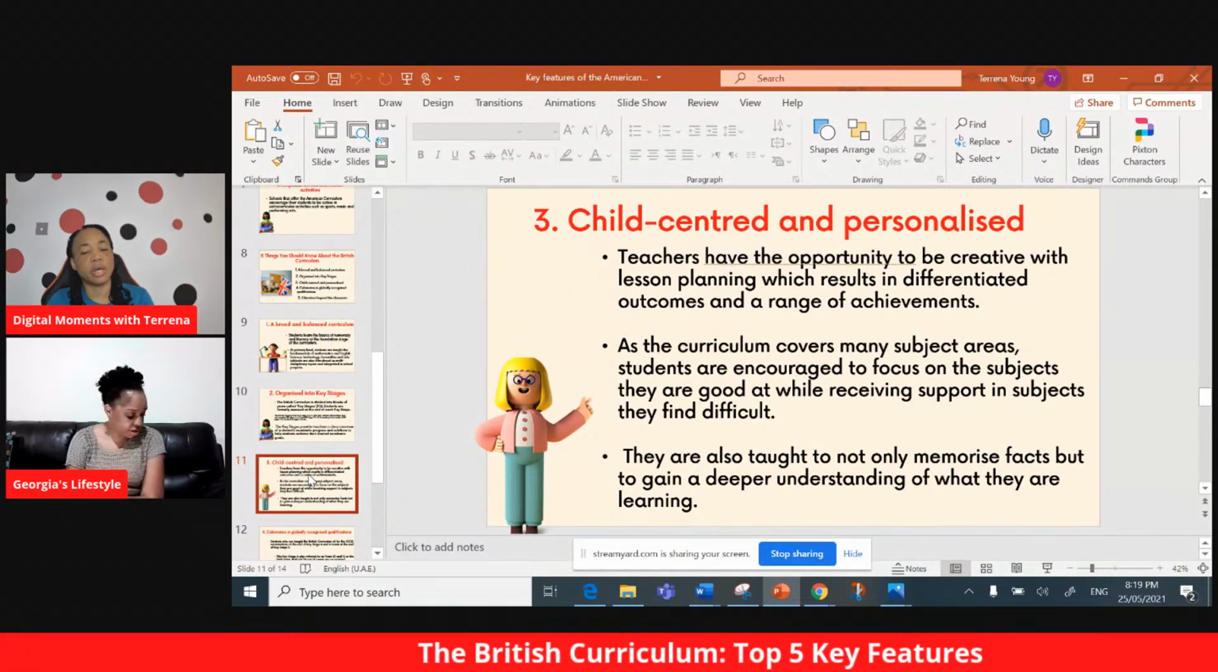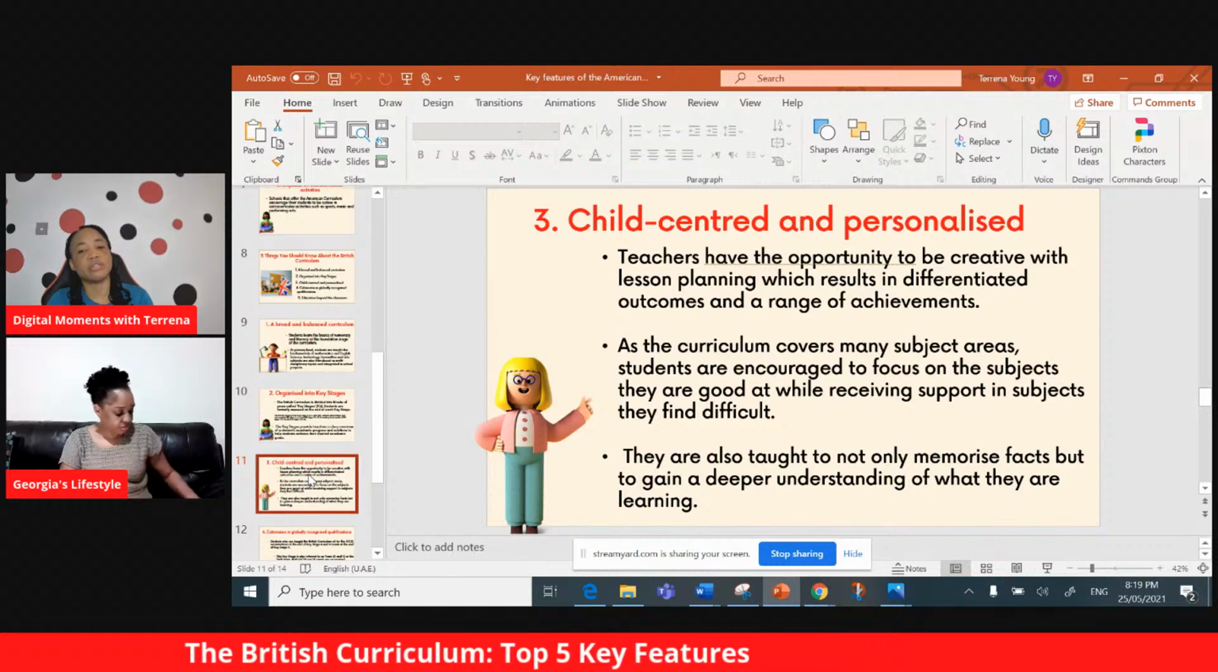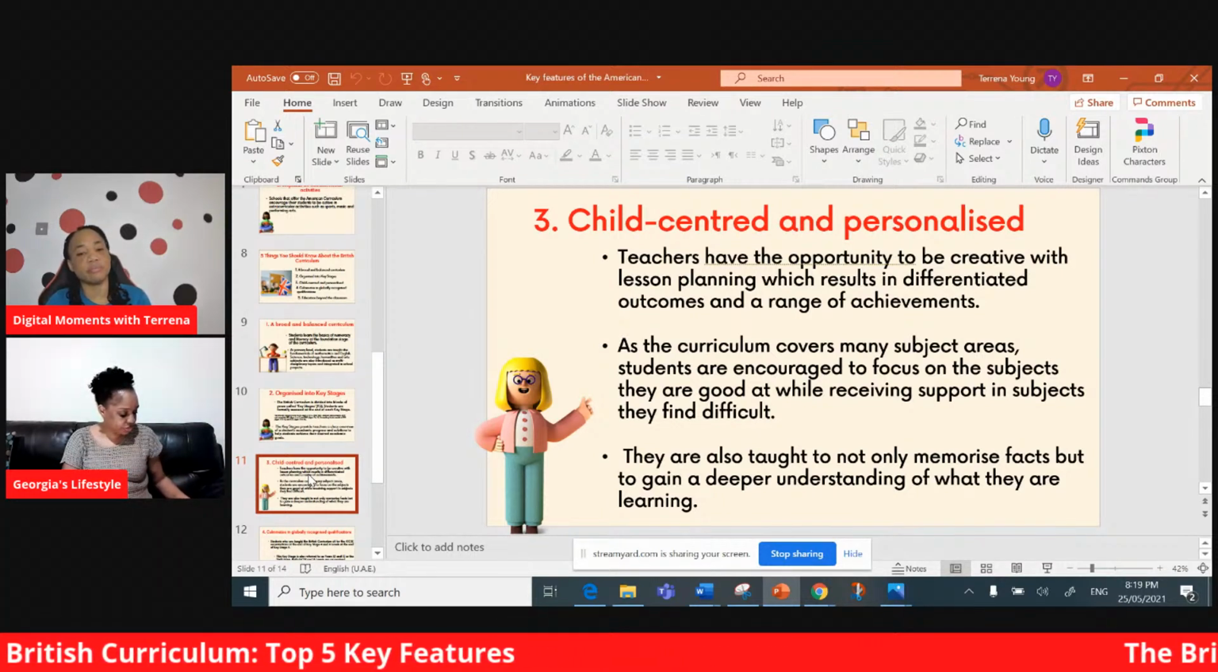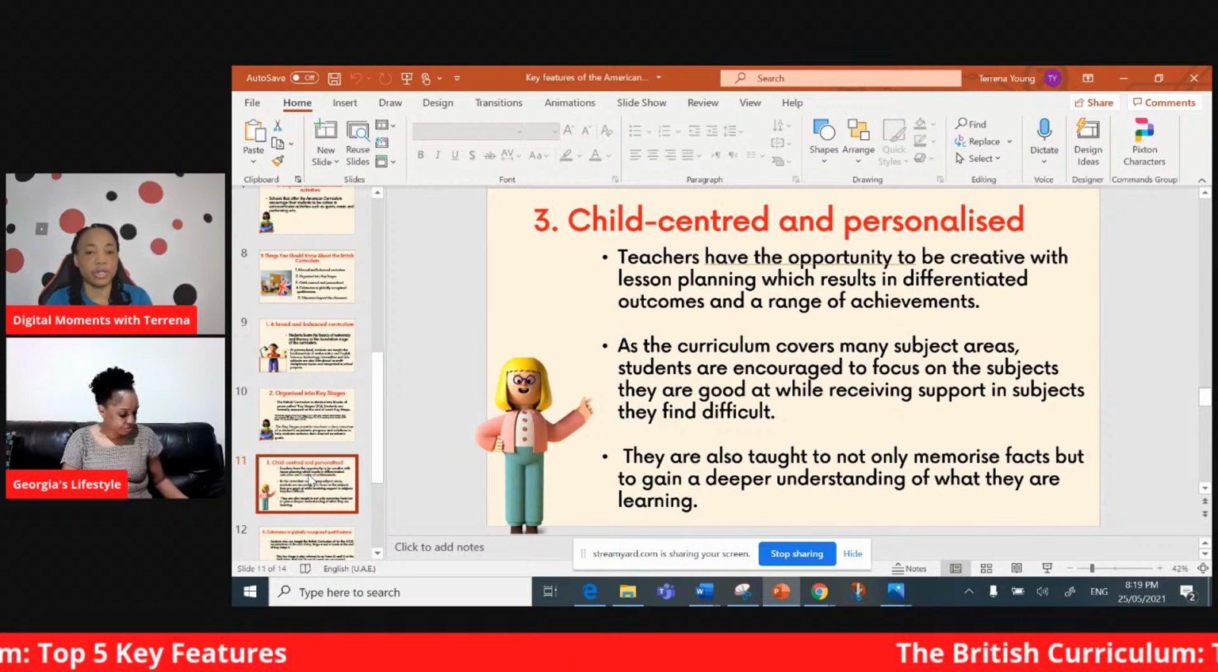Assessment, right. Yes. And the field trip is connected to real life learning. Yeah, it's real life learning.